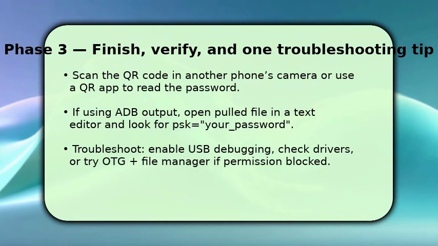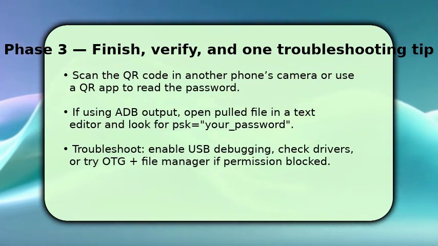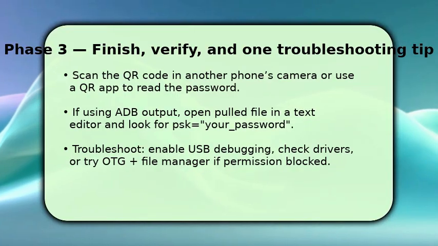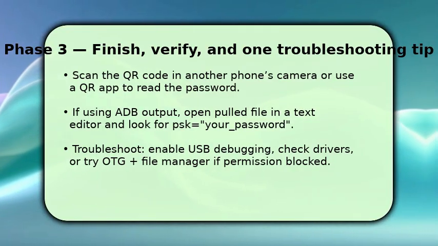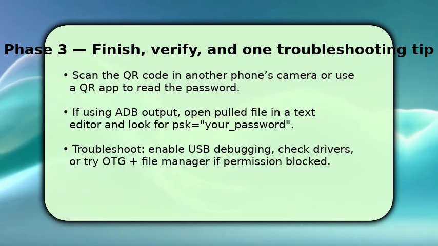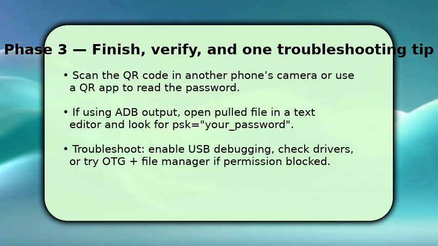You finish by revealing the password. Scan the QR code with another phone's camera app and note the password, or open the pulled wpa_supplicant.conf in a text editor and find psk= next to the SSID. Once done, copy the password into the target device and connect.